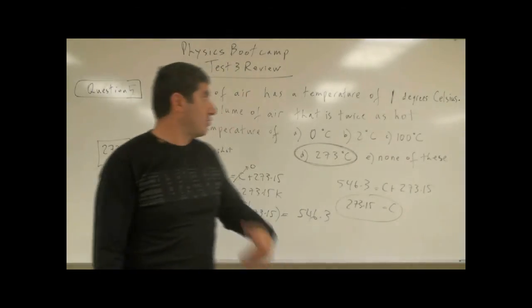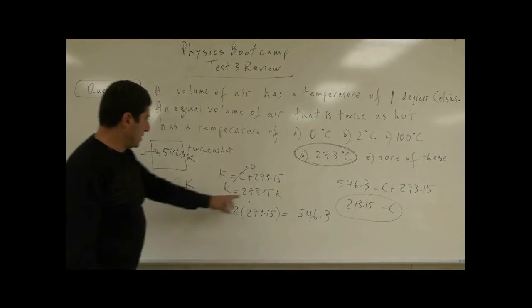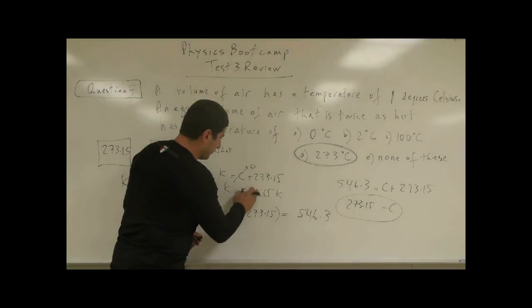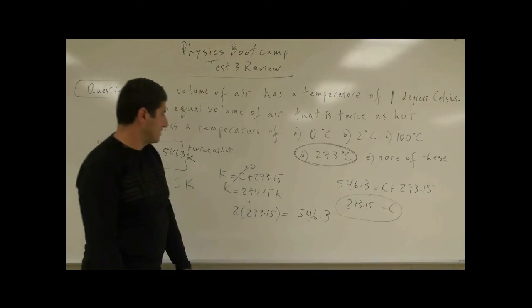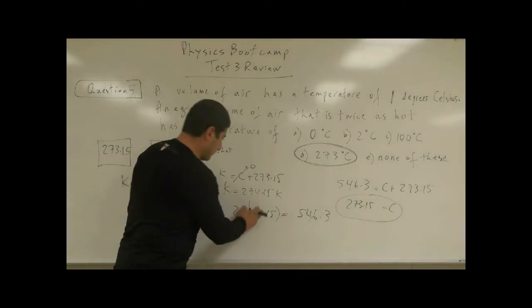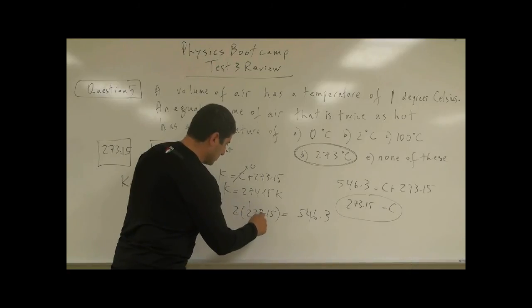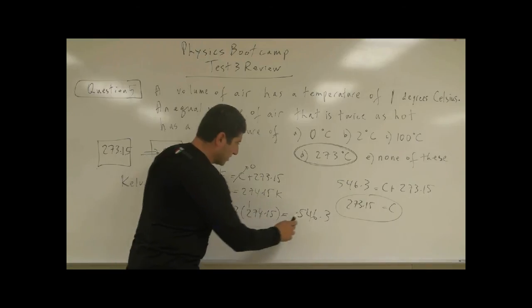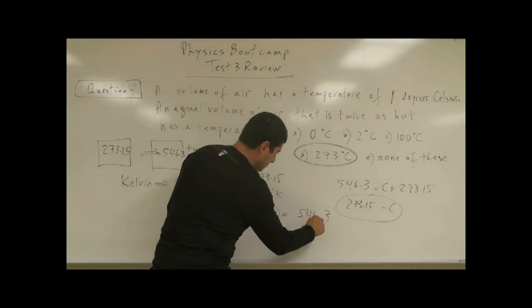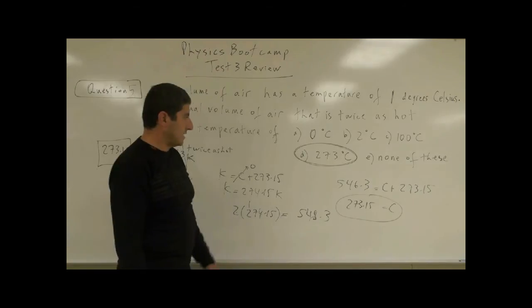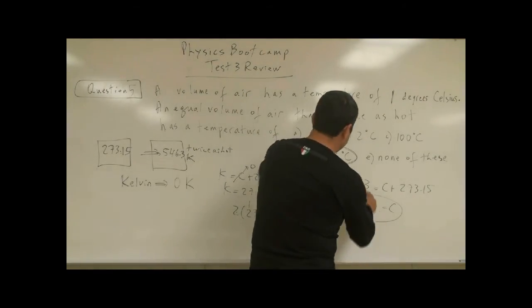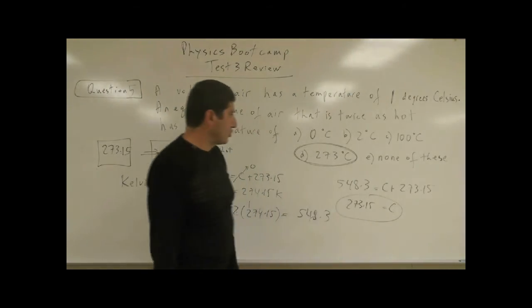So what would you have done? Well, you would have added 1 to 273. You would get 274, right? Then you would double 274. You would get 548. And then when you subtract 273.15, what would you get?